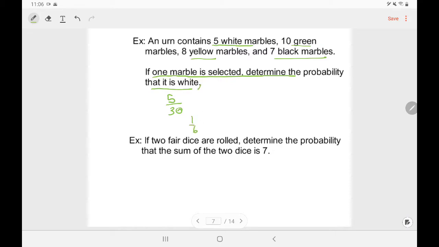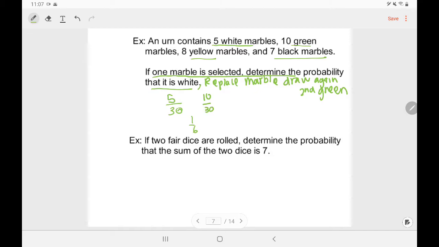Now this example is not completely complete. I'm going to add one statement. I'm going to replace the marble, and I'm going to draw again. And I want to know the probability that the second is green. Well, what's the probability that I get a green marble? That's 10 out of 30.